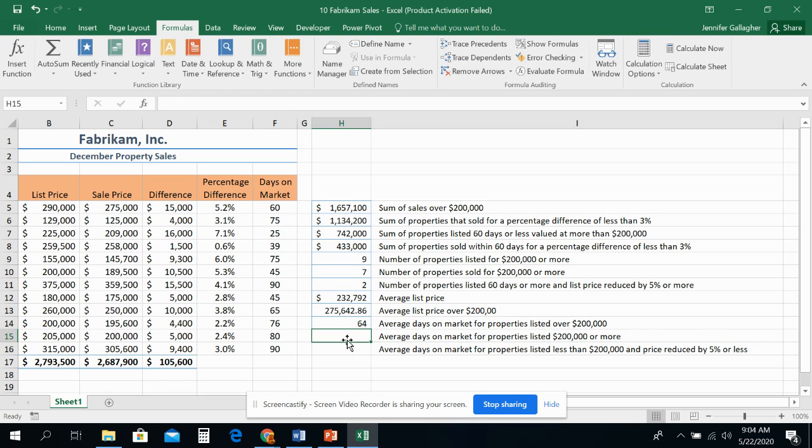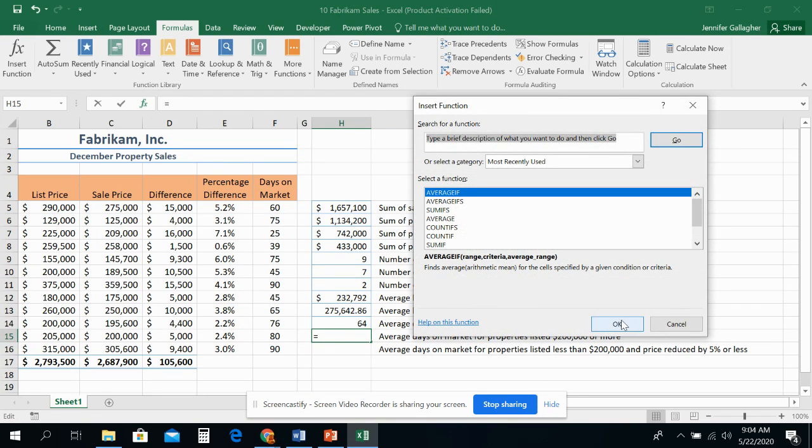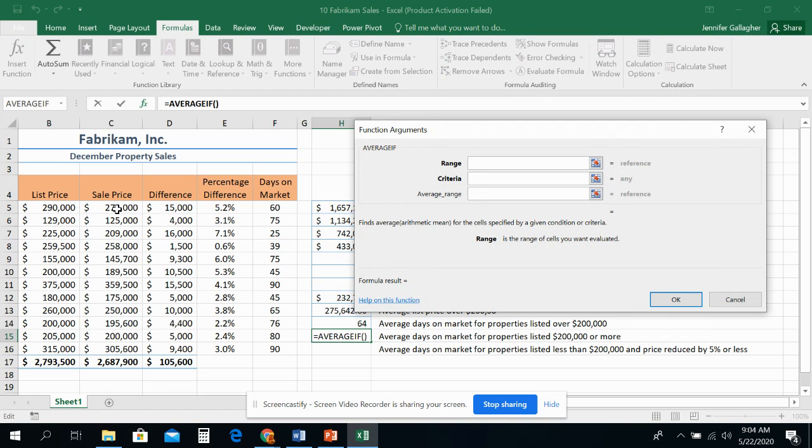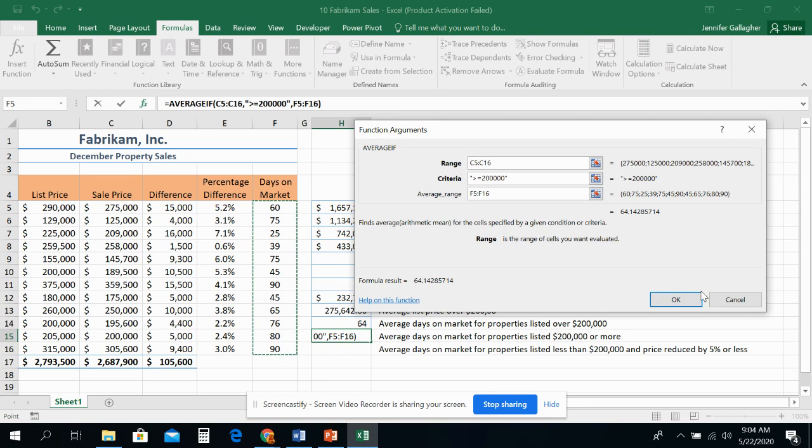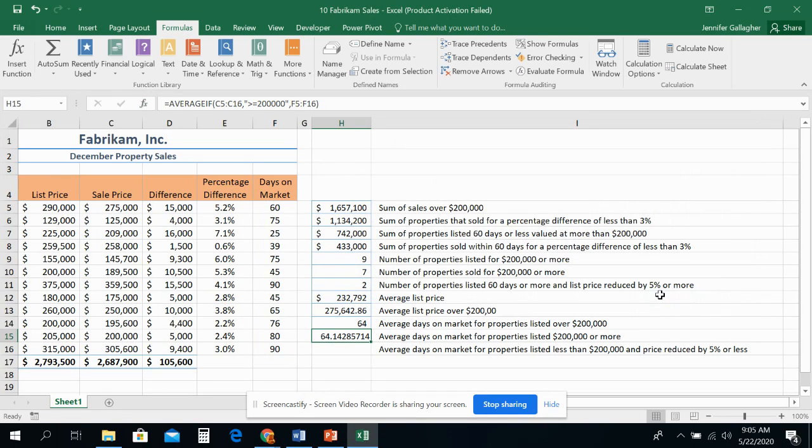So what I'm going to do is the same thing, but I changed the wording to 200,000 or more. So I'm going to press FX. I'm going to press OK. My range again is still the sales price. And my criteria this time is greater than or equal to 200,000. And I am finding the number of days. Okay. And I am going to press C5 to C16. And I am looking for F5 to F16.